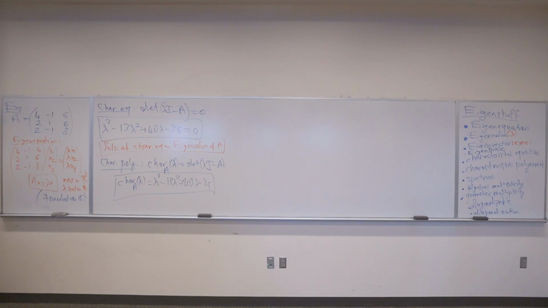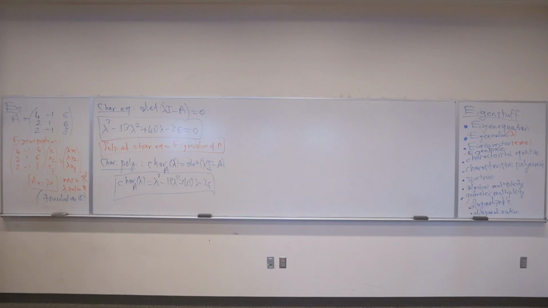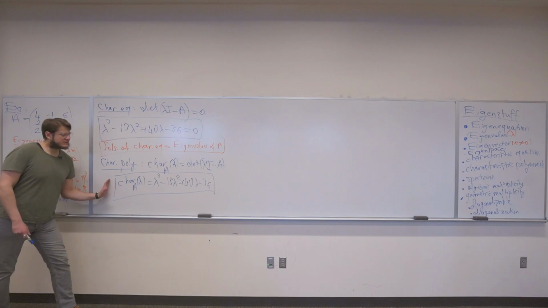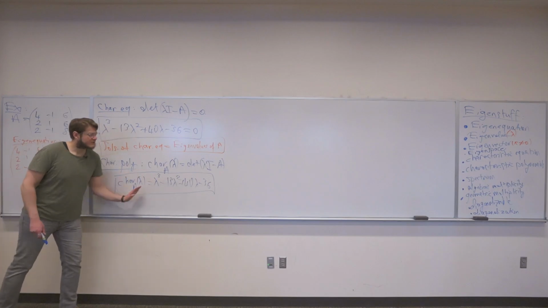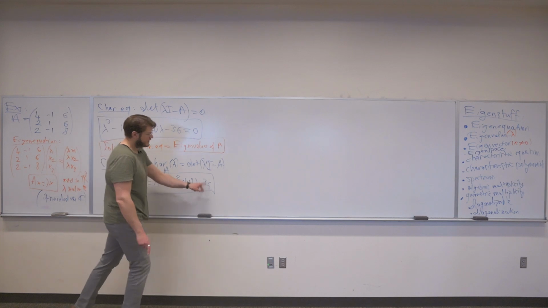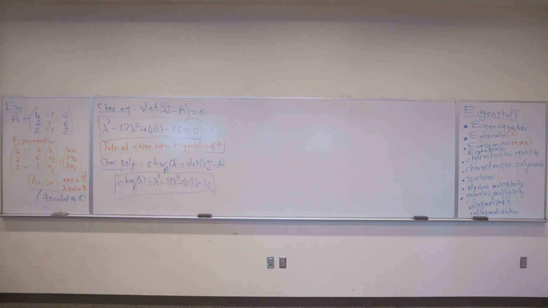In a second, once we're done with this example, I'm going to say more. But for a variety of reasons, it turns out to be rather convenient to think about this as a polynomial function in and of itself. Because somehow all of these coefficients of the characteristic polynomial tell you certain information about A.